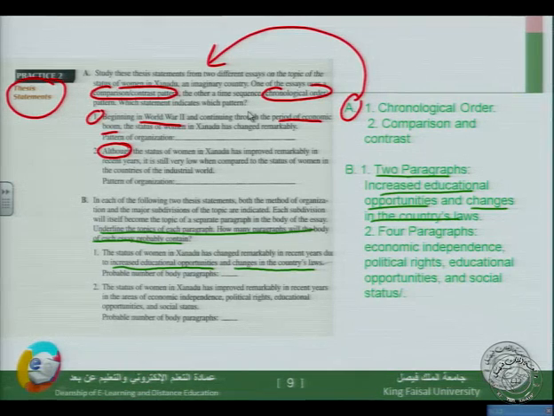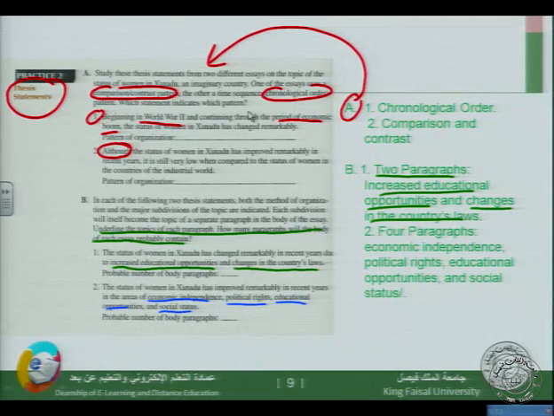Okay? Number 2, the status of women in Alexandria has improved remarkably in recent years in the areas of economic independence, political rights, educational opportunities, and social status. Okay, probable number of body paragraphs. We have 4. How many? أول issue, economic independence, political rights, educational opportunities, and social status. So we have 4. So how many paragraphs do you expect in the body?